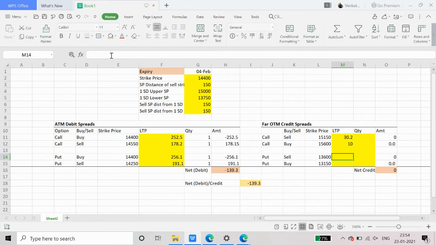On the put side, 13,600 was trading at 38.25. This is the last traded price. And 13,150 strike price is not very liquid and does not have any open interest. We will take the nearest strike price, so we will take 13,200. 13,200 is trading at 11.15.